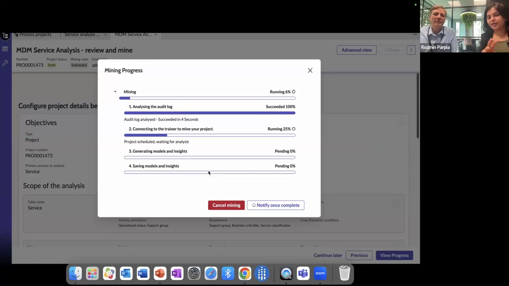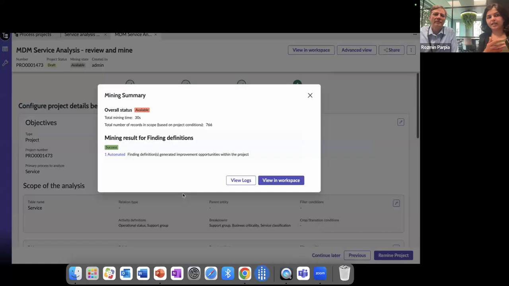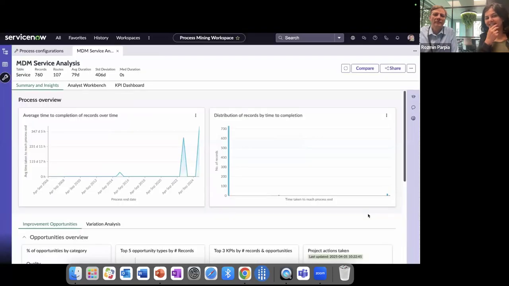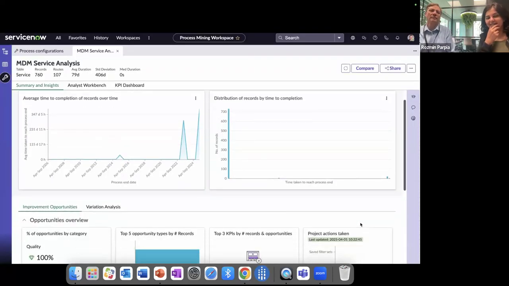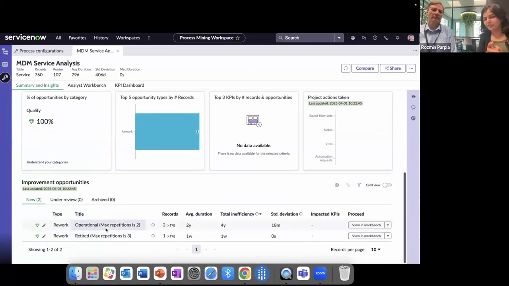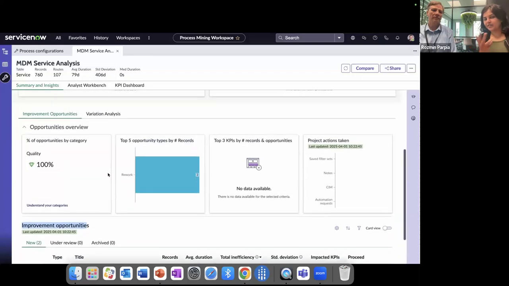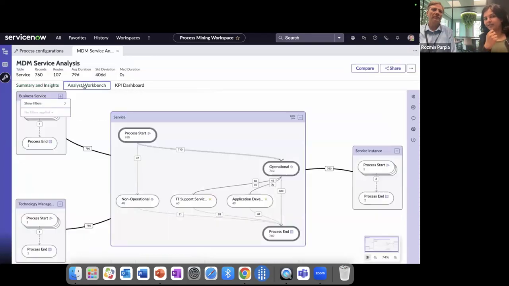So you're basically doing a multi-dimensional map, but it's less than a 10-minute job to create these patterns. They show up, and you see that there is rework on your services being operationalized, then retired. That's a very quick pattern detection.